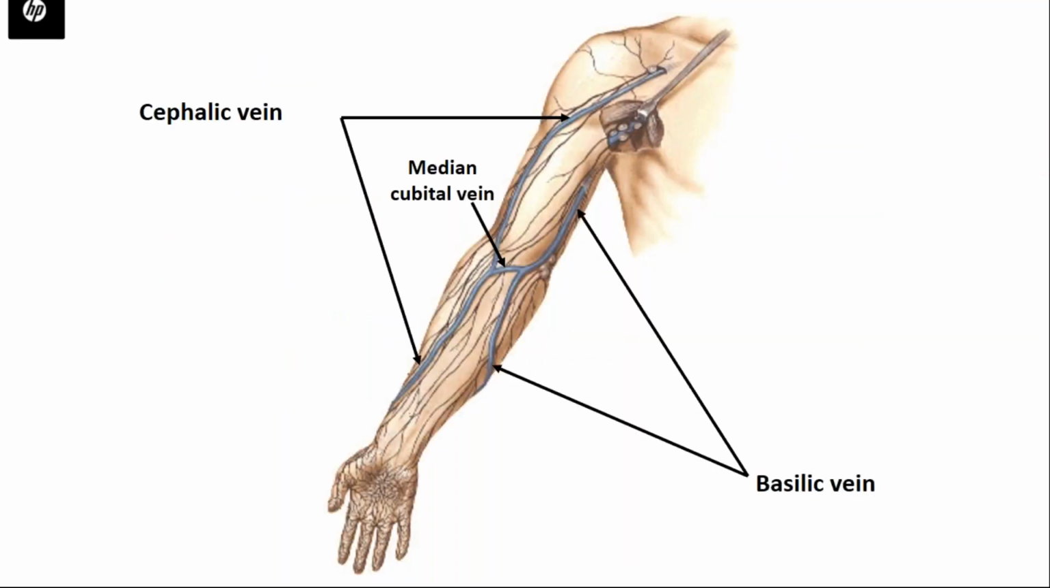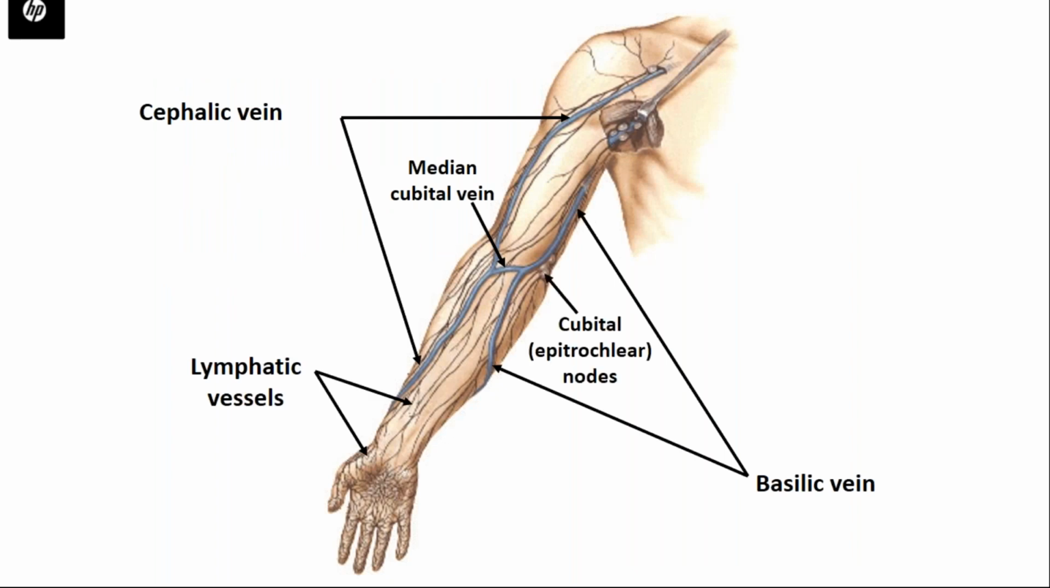This picture also shows certain lymph nodes. Here you can see the cubital group of lymph nodes, also called epitrochlear lymph nodes, and the axillary group of lymph nodes. The epitrochlear nodes follow along the basilic vein.